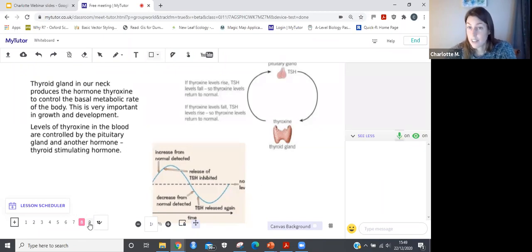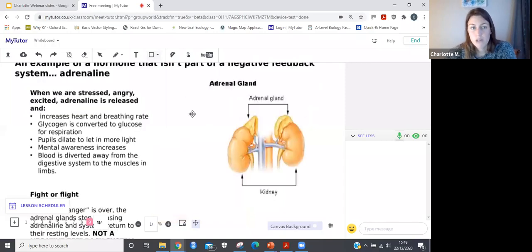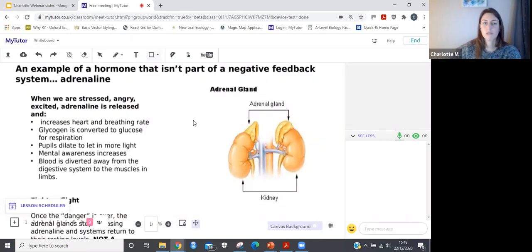So that's negative feedback. I also wanted to include an example of a hormone that isn't part of a negative feedback system, and adrenaline is a really good example of a hormone like that. So when we're stressed, angry, or excited, adrenaline is released. And most people tend to be much more familiar with adrenaline than thyroxine. So hopefully most of you have a good idea of what adrenaline does.